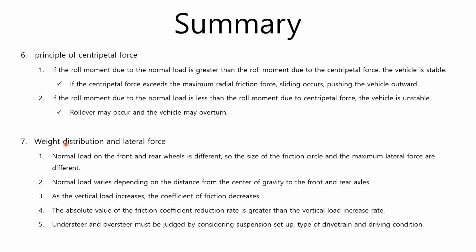Regarding weight distribution and lateral force, the normal load on the front and rear wheels is different, so the size of the friction circle and the maximum lateral force are different. The normal load varies depending on the distance from the center of gravity to the front and rear axles. As the vertical load increases, the coefficient of friction decreases. The absolute value of the friction coefficient reduction rate is greater than the vertical load increase rate. Understeer and oversteer must be judged by considering suspension setup, type of drivetrain, and driving condition.